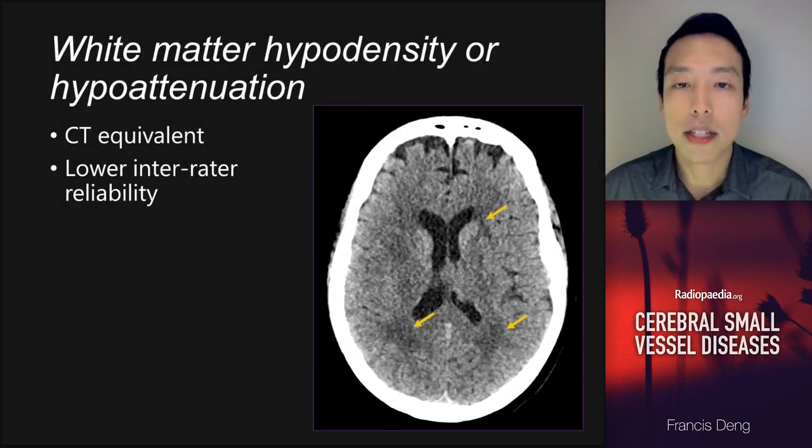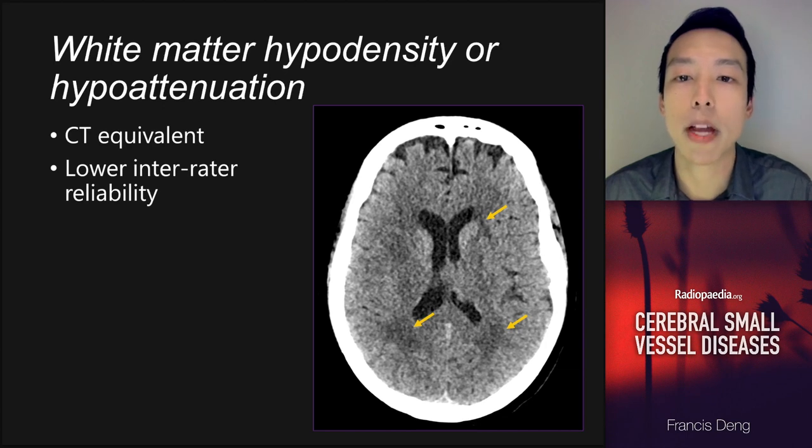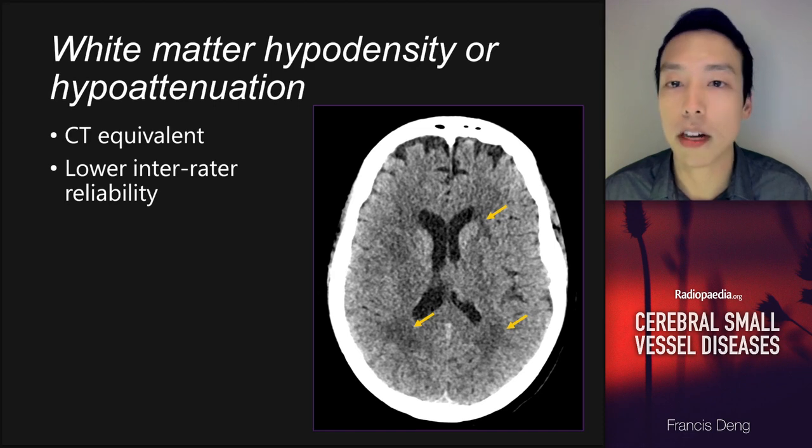An analogous term on CT is white matter hypodensity or hypoattenuation. You can make this finding, however, it is somewhat less reliable because the difference between what is a white matter hypodensity versus normal white matter is just somewhat less apparent than it is on MRI. But you can still make the analogous ratings. So in general, I try to rate the severity of white matter hypodensities much in the same way I would rate them for white matter hyperintensities on MRI as mild and punctate, moderate and patchy, and severe and confluent.